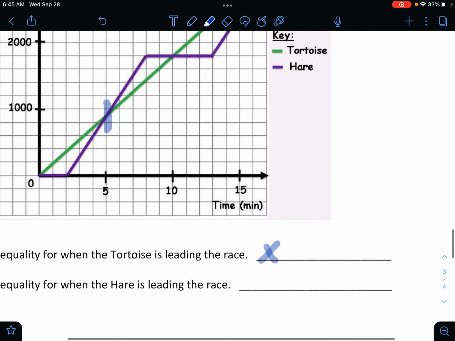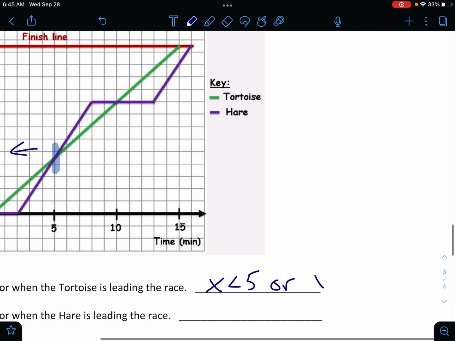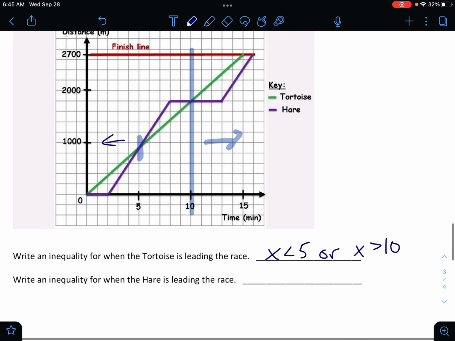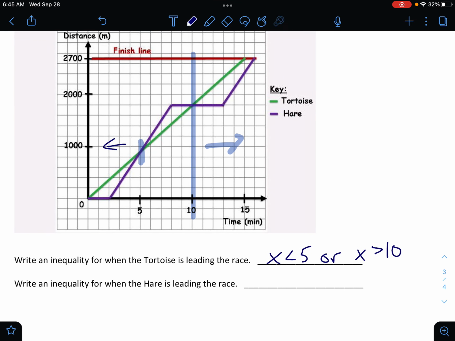So we're going to say x, and it's going to be on the left-hand side, so that's less than. So x is less than 5, or x is greater than, what number is that? 10. So x is greater than 10. Okay, and then it says write an inequality for when the hare is leading the race. Now the hare is the purple line, and we can see that that time frame is going to be from here to here.